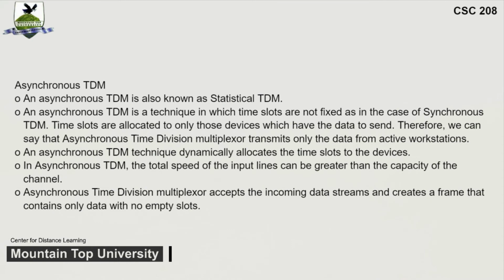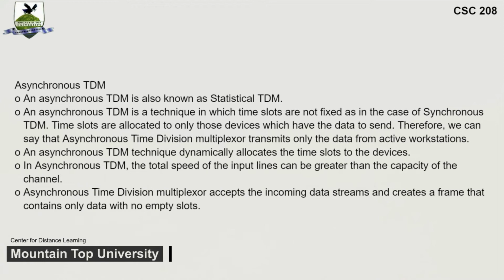Asynchronous TDM. An asynchronous TDM is also known as statistical TDM. An asynchronous TDM is a technique in which time slots are not fixed as in the case of synchronous TDM. Time slots are allocated to only those devices which have the data to send. Therefore, we can say that asynchronous time division multiplexer transmits only the data from active workstations.